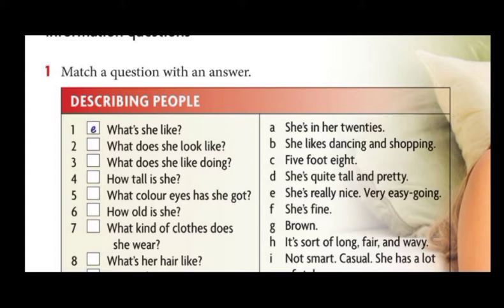Number two, what does she look like? The answer is D. She is quite tall and pretty. Number three, what does she like, things or doing? The answer is B. She likes dancing and shopping. Number four, how tall is she? The answer must be C. She is 5 foot 8 inches.